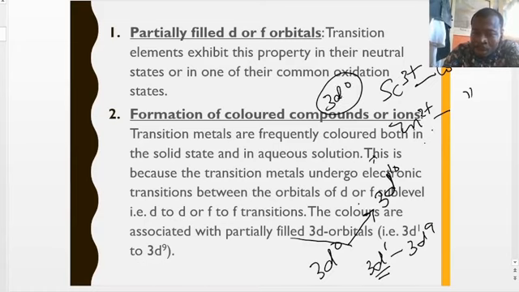While in the case of Zn2+, the d orbital is completely filled, so that's a 3d10. So this is actually how to identify the reasons why some of these transition metals form colored ions.